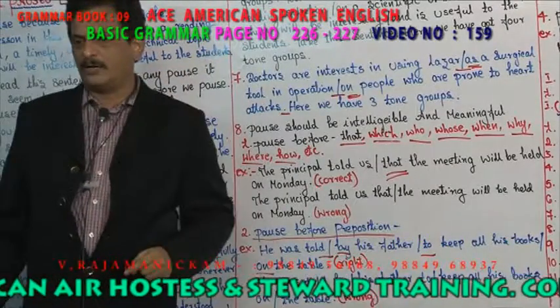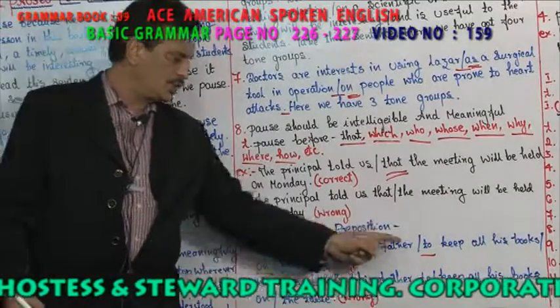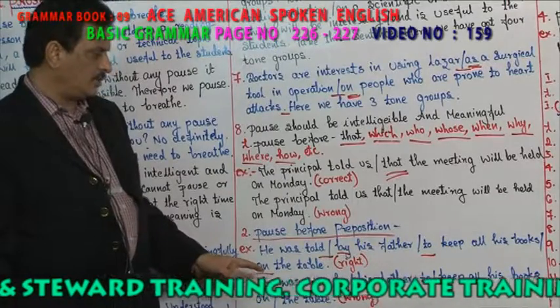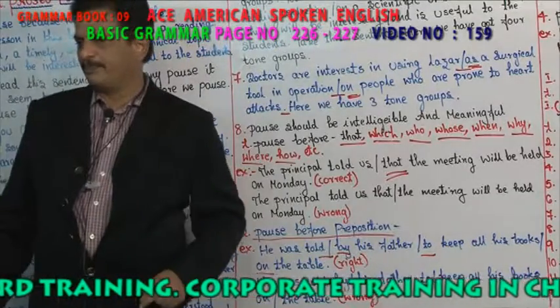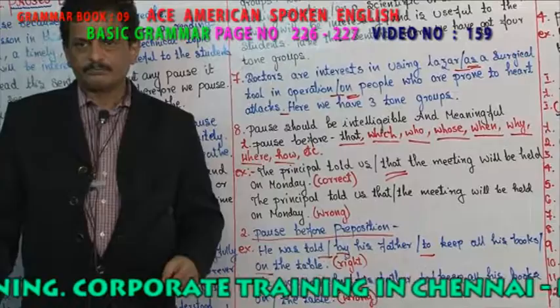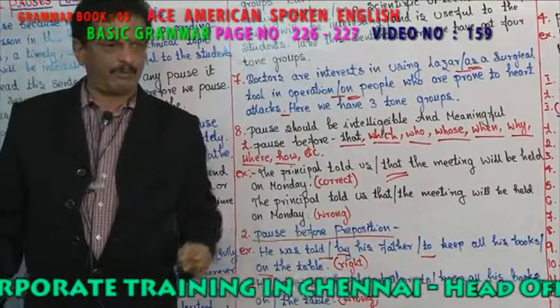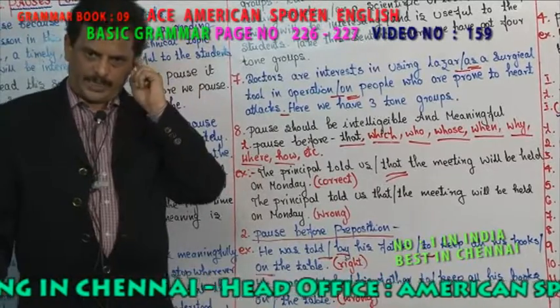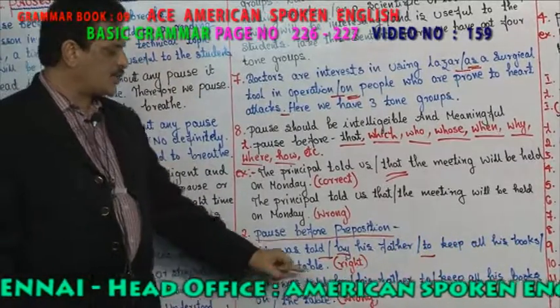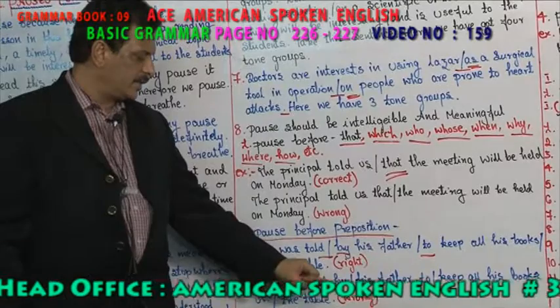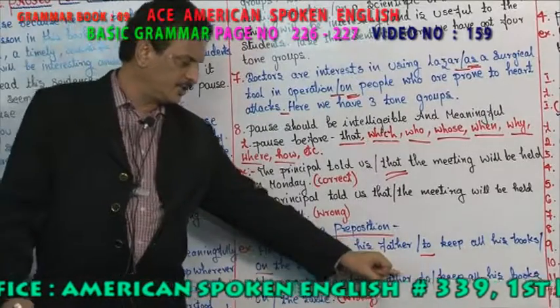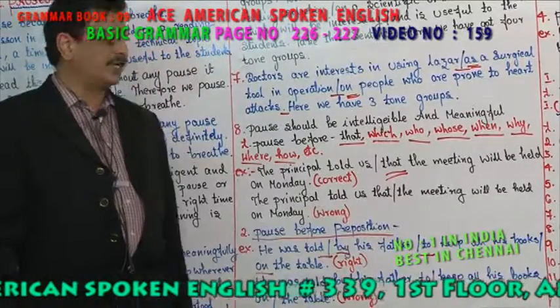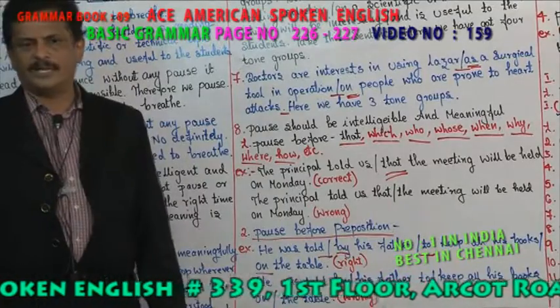You got it, sir? How many breaks are you giving? 1, 2, 3 breaks you are giving, right, sir? 3 pauses. So before relative pronouns you are pausing. Before prepositions you are pausing. Here, he was told by his father. He was told by his father too. No, before the preposition only you have to pause, not after the preposition.